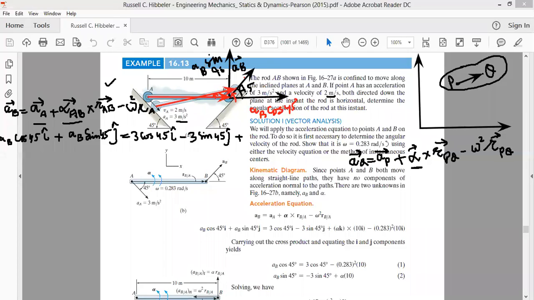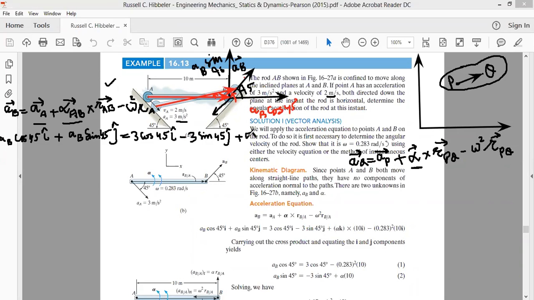Now, if we curl our fingers in the direction of this anti-clockwise rotation, the thumb will come along the z-axis. So as far as the angular velocity or angular acceleration of the rod AB is concerned, the angular acceleration will be directed along the z-axis. So we'll write it as alpha.